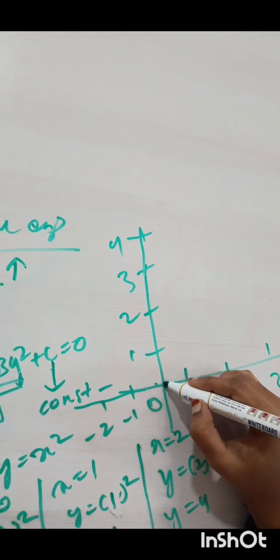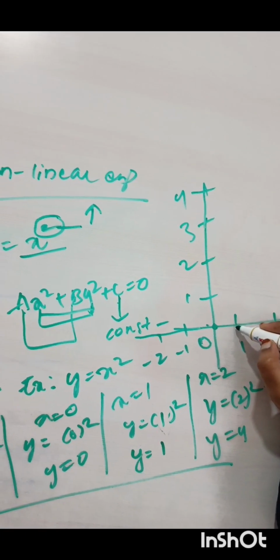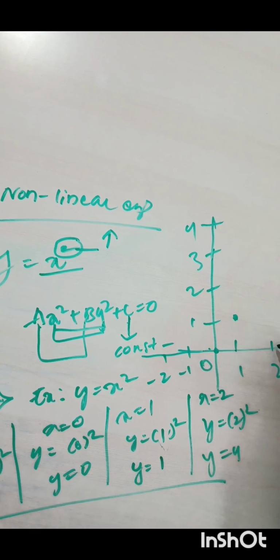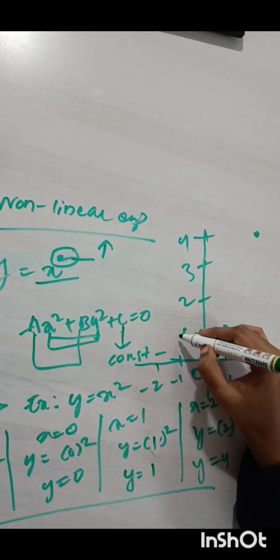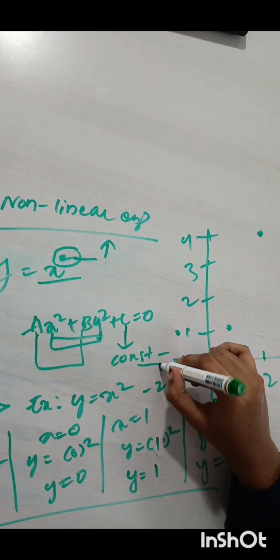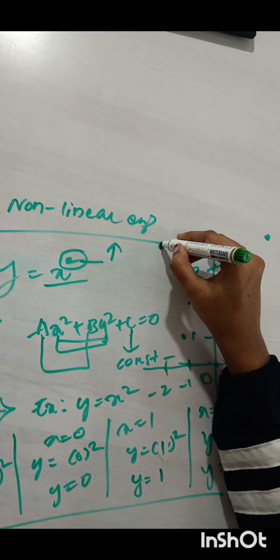If x is equal to 0, then y is also equal to 0. If x is equal to 1, then y is equal to 1. If x is equal to 2, then y is equal to 4. If x is equal to minus 1, then y is equal to plus 1. If x is equal to minus 2, then y is equal to plus 4.